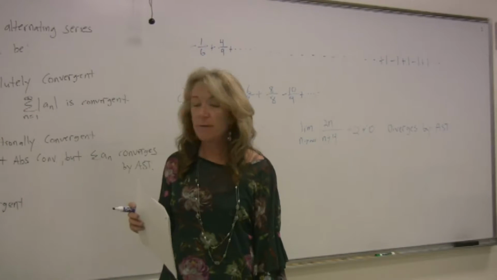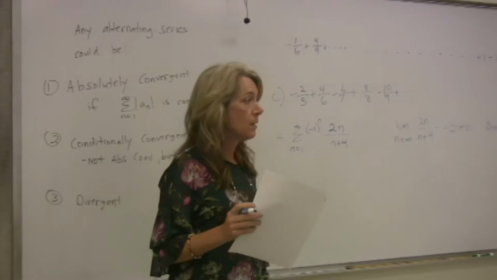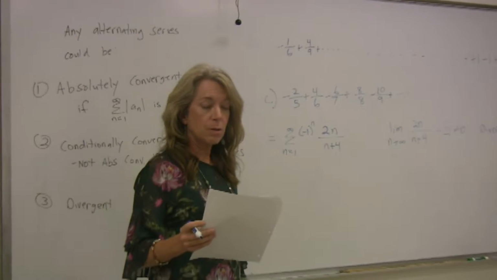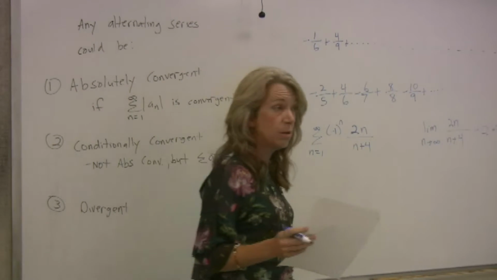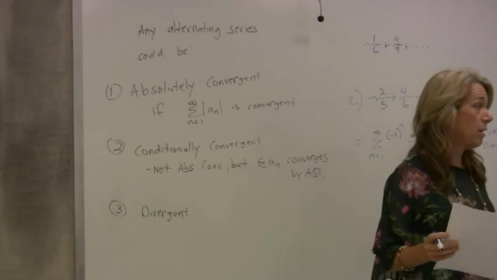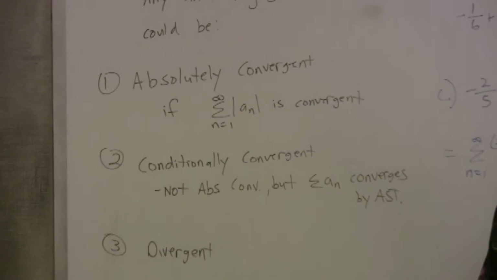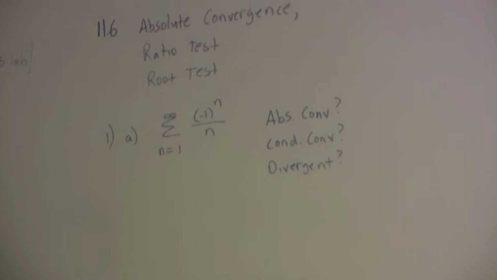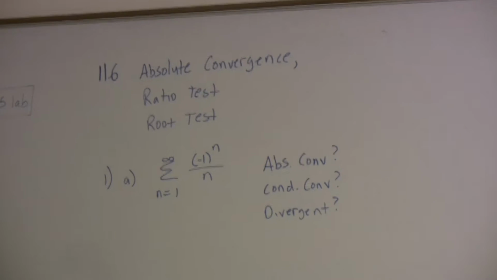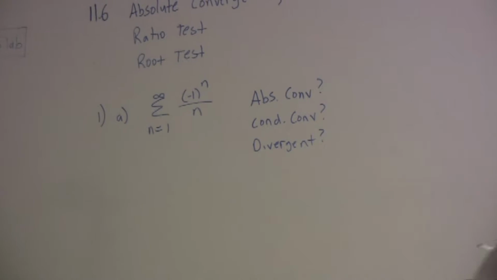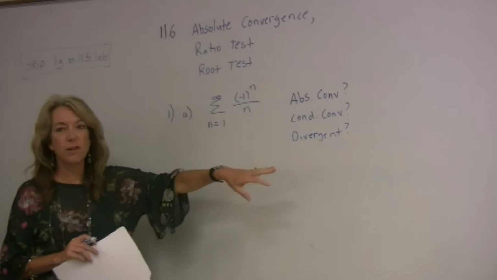Okay, let's keep going so we have time to get through these other tests. So we just talked about the definitions of absolutely convergent, conditionally convergent, and divergent. I'm on 11.6. We're going to look at 3 different series and decide which one of those 3 they are. The question is, is it absolutely convergent, is it conditionally convergent, or is it divergent?